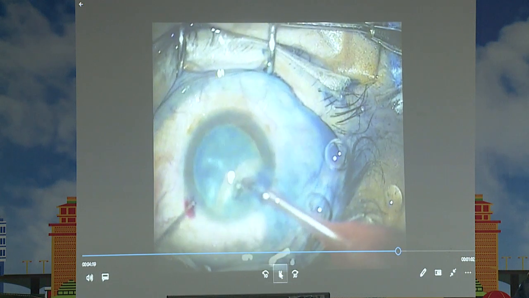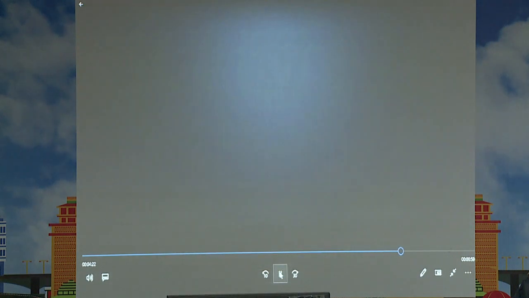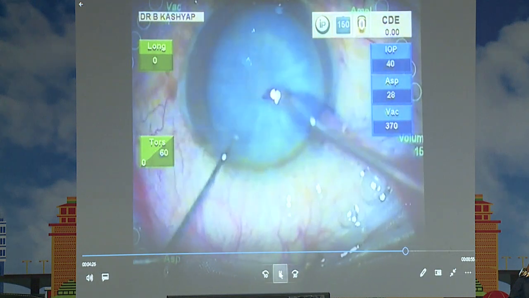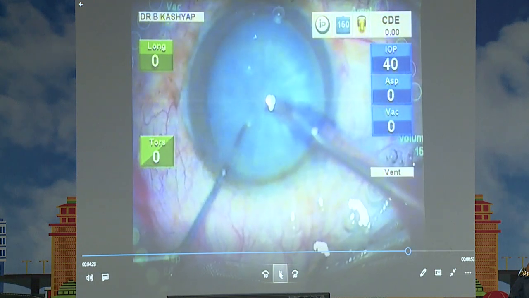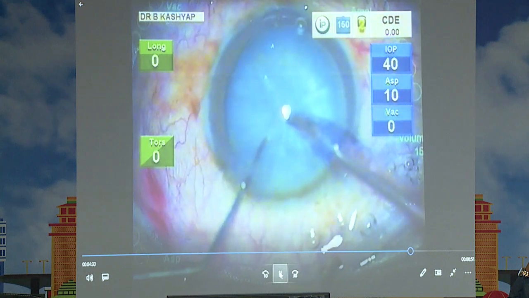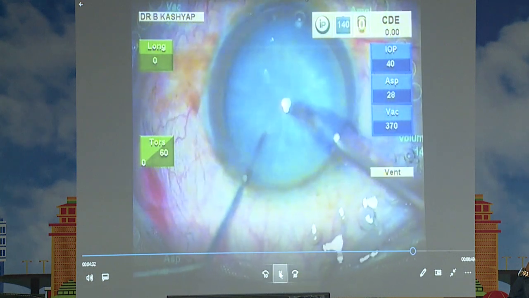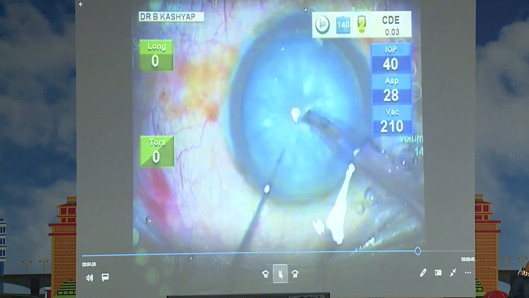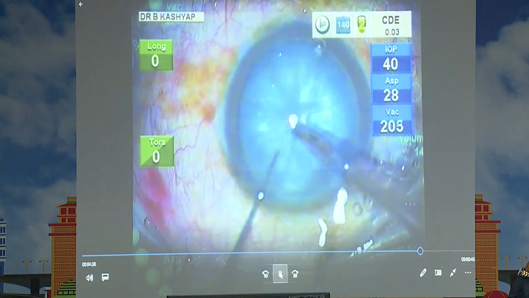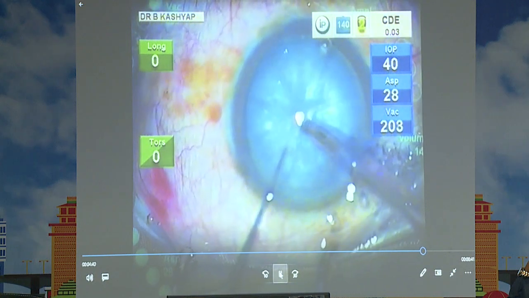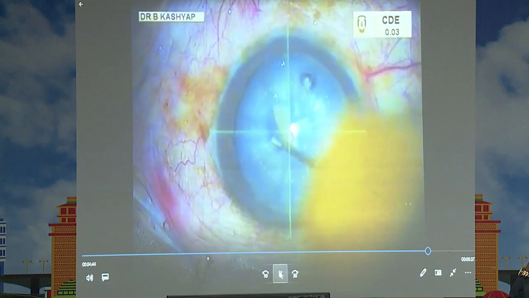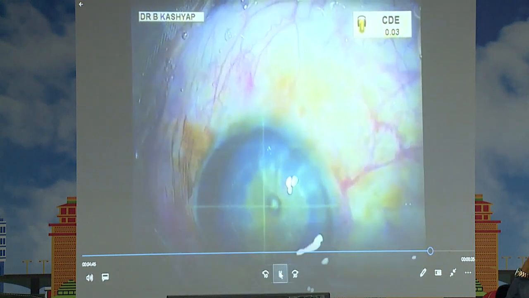Now, please look at these, the newer ones. I go in the center, look at the parameters. I use foot pedal 1, 2, 1, 2, and then give a punch, hold it there, keep on sucking the fluid, absolutely no problem. And then remove it, put the viscoelastic and then complete it.